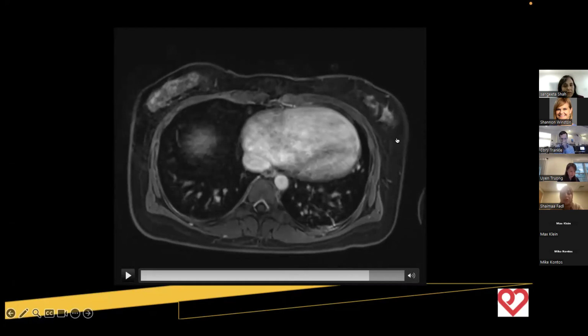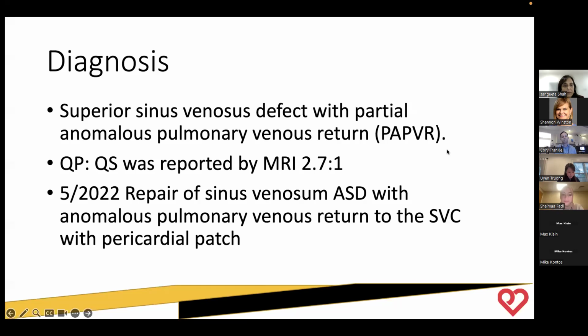This is the dilation of the right side of the heart. The diagnosis was established: superior sinus venosus defect associated with partial anomalous pulmonary venous return from the right upper and right middle lobes. The Qp:Qs was 2.7, reaching 3 to 1. And the patient underwent repair of that defect with a pericardial patch. They used a pericardial patch to close that defect and redirect the pulmonary veins toward the right side.